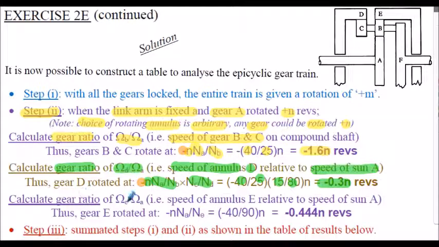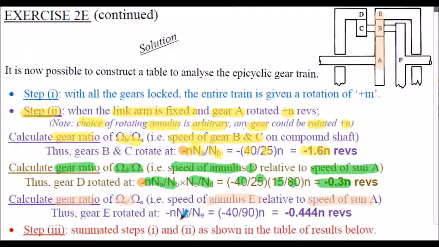And finally, we need to calculate the gear ratio of E to A, so the speed of the annulus E relative to the speed of the sun A. So our gear train now is A through B to E. Notice in this case though, it's a simple train and gear B is actually an idler gear, because it's being driven by A, but gear B is driving E. So it's a driver and a driven, that makes it an idler gear. So we don't need to consider the number of teeth of gear B in our calculations.